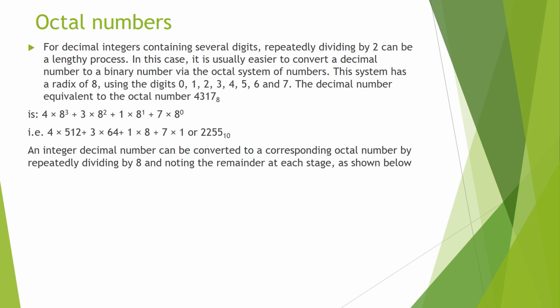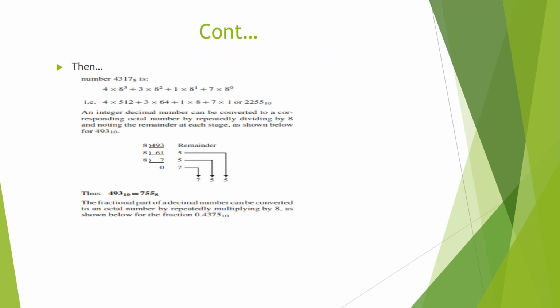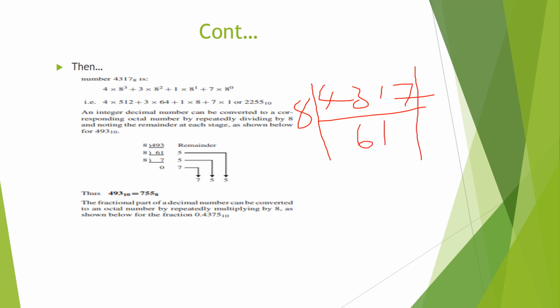So we have a number like 4317. So if we divide it by 8, here, the first 8, remember how we have recorded the decimal part, we get a 61, then remainder 5. Then if you divide 61 by 8 again, we get a 7 because of 56, remainder 5 also. And if we divide 7 by 8, we get a 0, then we remainder 7.